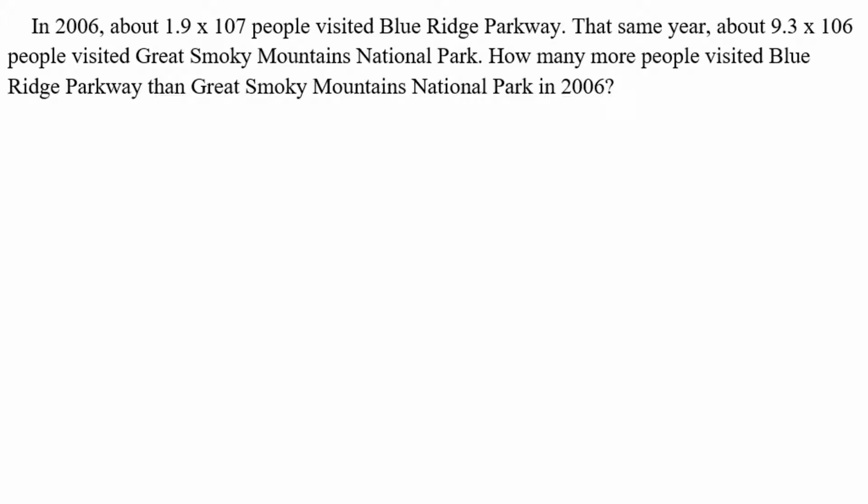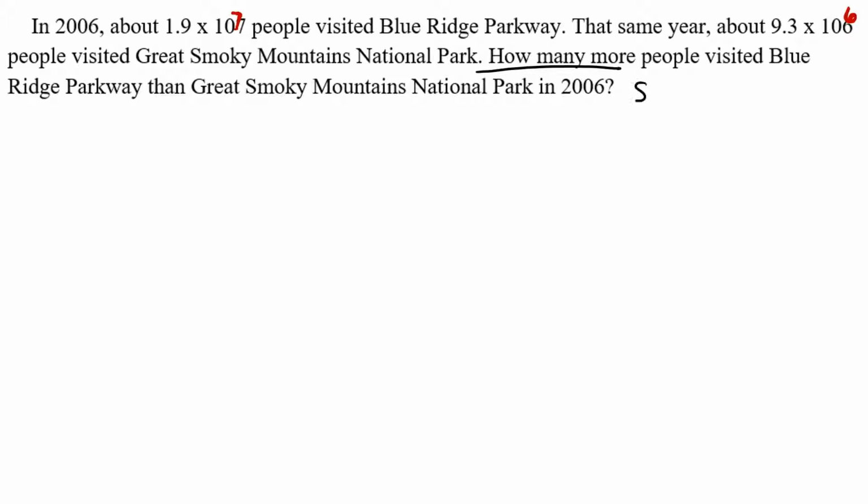In 2006, about 1.9 times 10 to the 7th, that 7 should be an exponent. It didn't get typed in the small right-hand corner like it should have. People visited Blue Ridge Parkway. That same year, about 9.3 times 10 to the 6th, again, same thing happened. It did not get typed small in that corner. People visited the Great Smoky Mountains National Park. How many more people visited Blue Ridge Parkway than Great Smoky Mountains National Park in 2006?